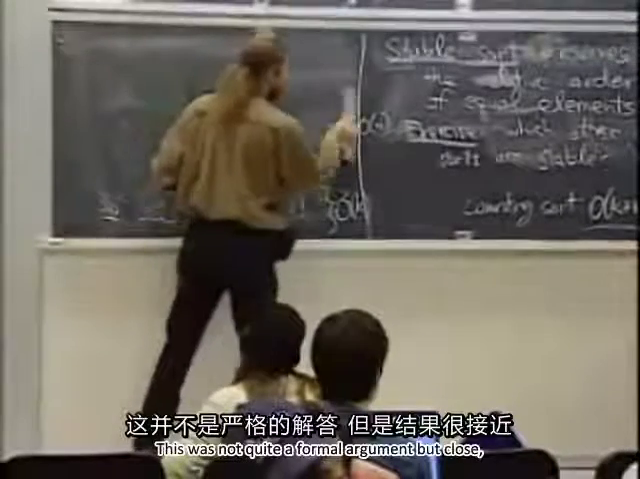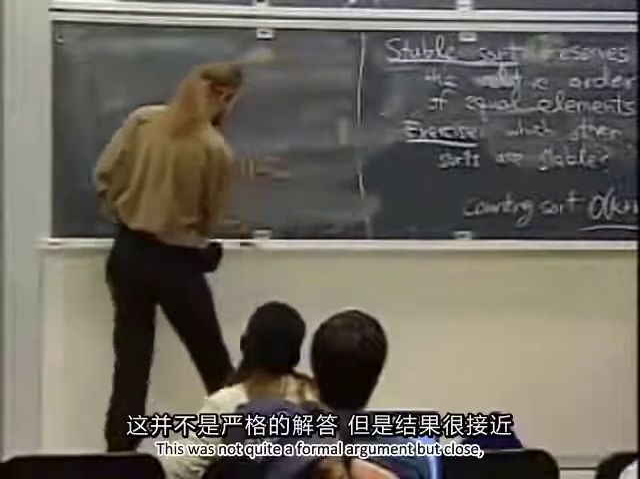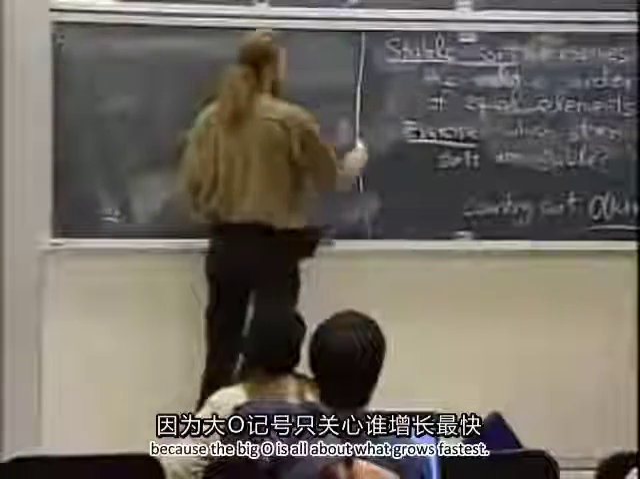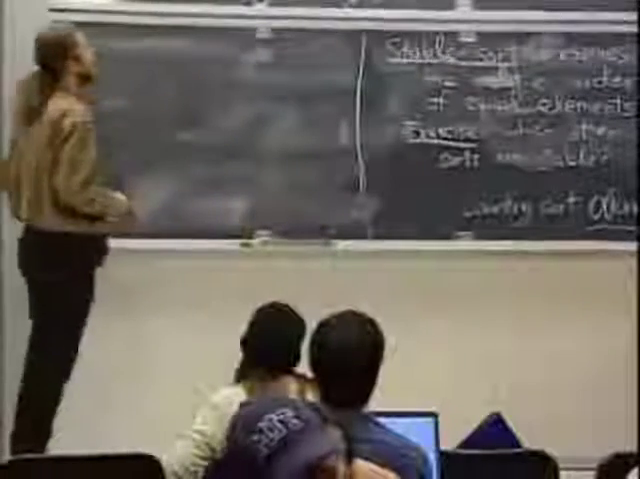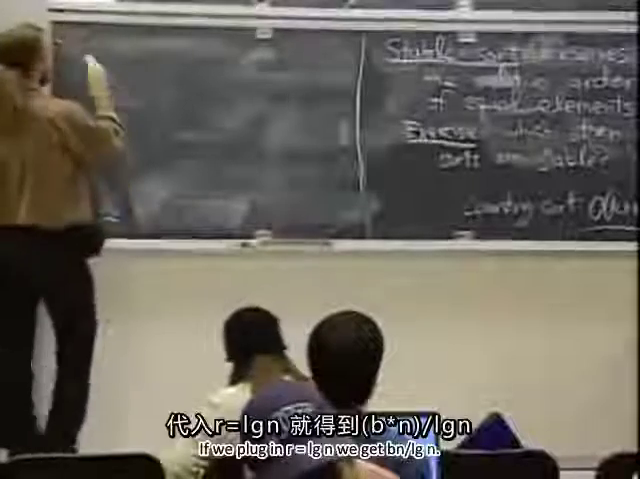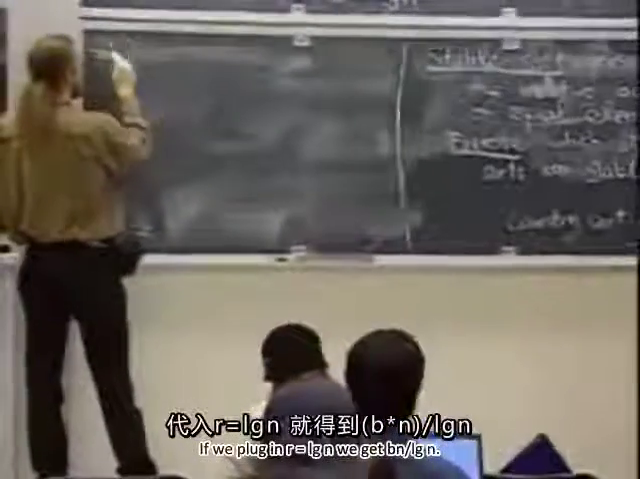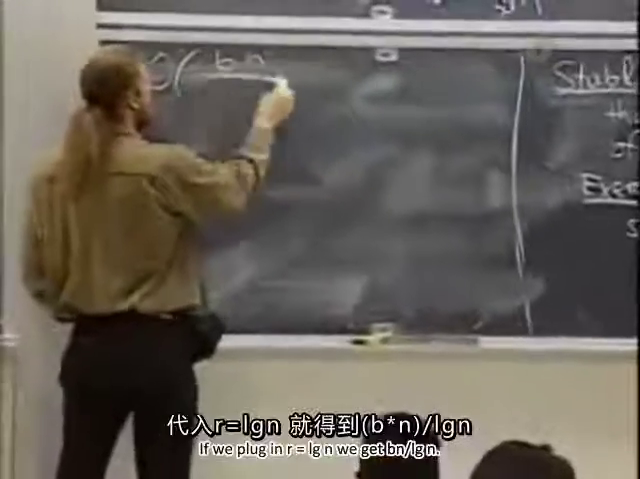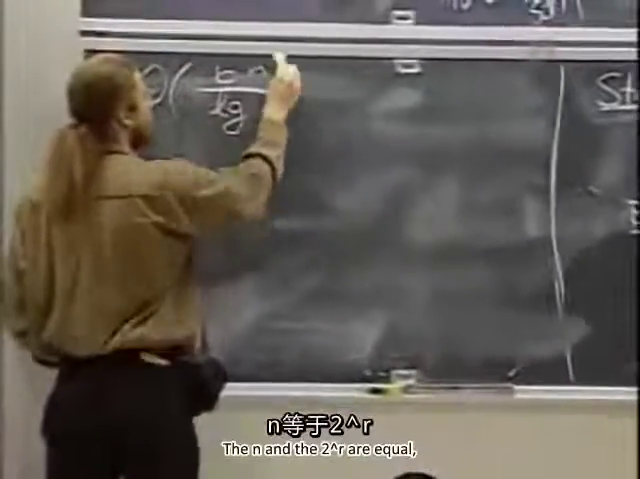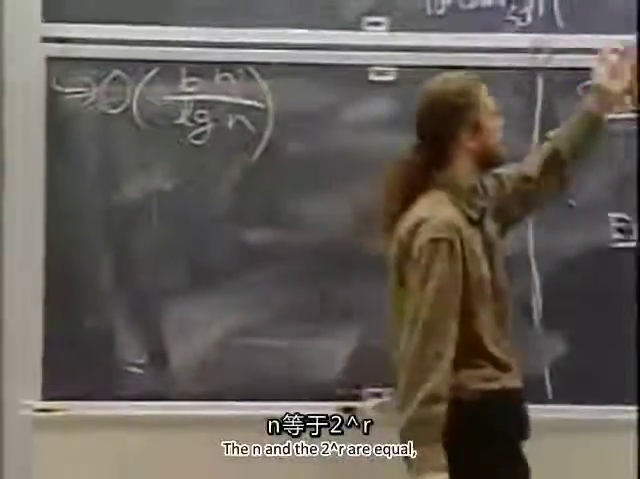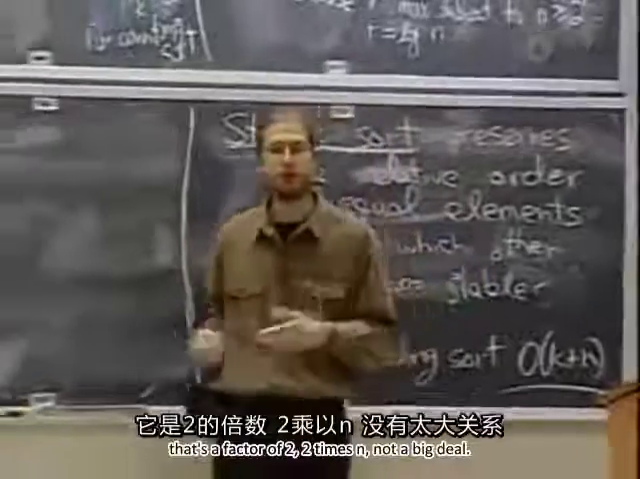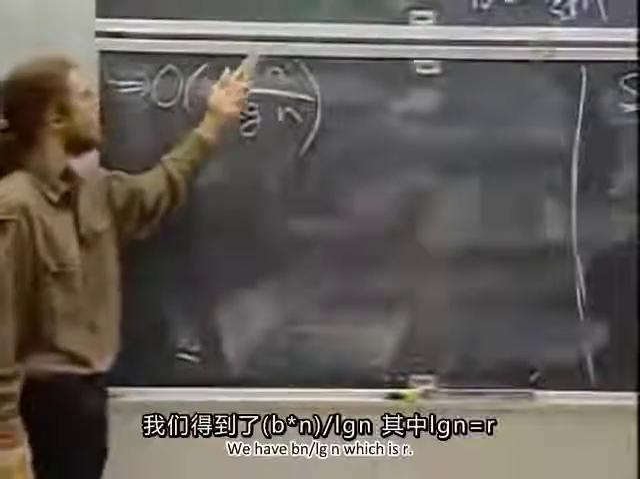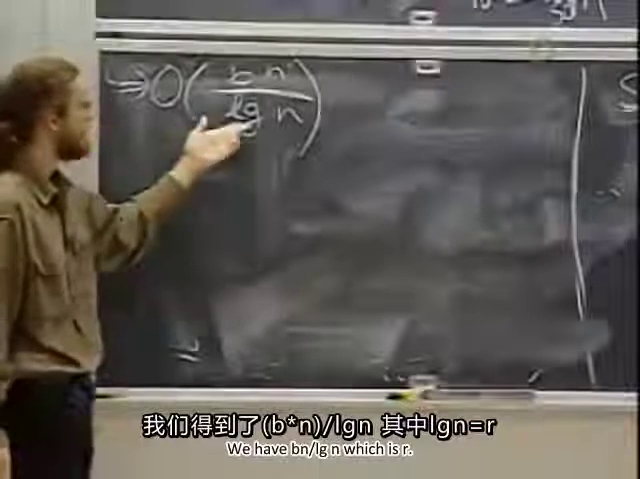Okay, this was not quite a formal argument, but close, because the big O is all about what grows fastest. So we plug in r equals log n, we get b times n over log n. Because the n and the 2 to the r are equal, that's a factor of 2, so 2 times n, not a big deal, comes out into the O. So we have b times n over log n, which is r.